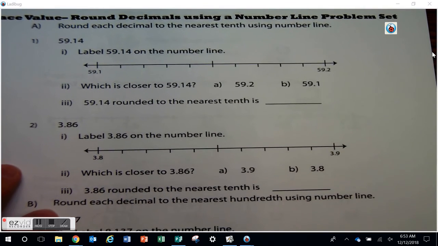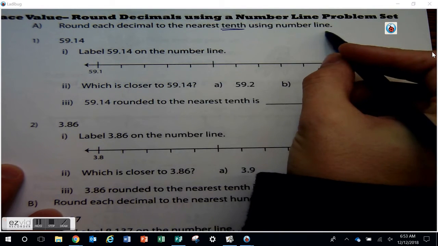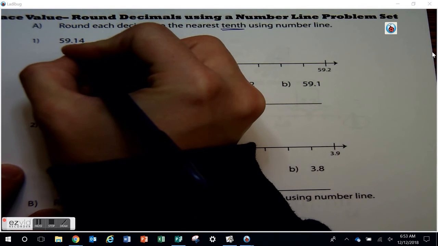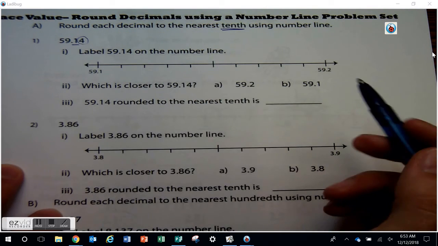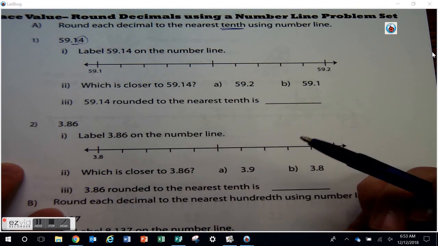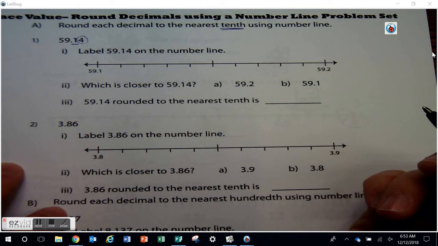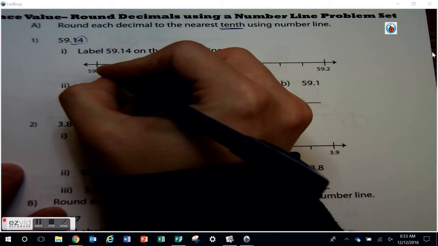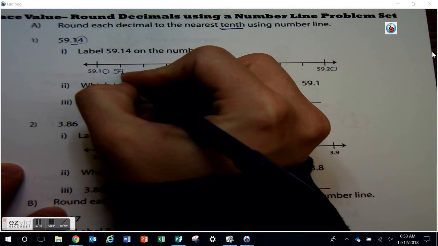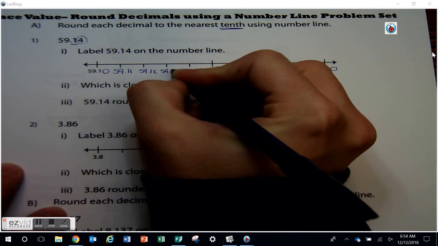Round each decimal to the nearest tenth using a number line. 59 and 14 hundredths. So I'm looking at that 1 to see, does it stay a 1 or does it round up to a 2? So here we can also use that place value holder, and I see that this would be 59 and 11 hundredths, 59 and 12 hundredths, 59 and 13 hundredths, 59 and 14 hundredths.